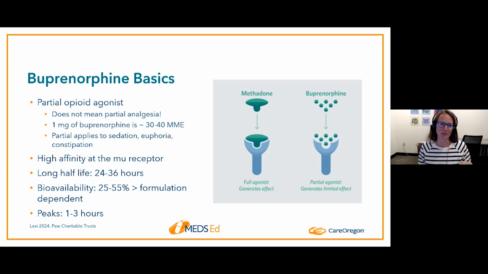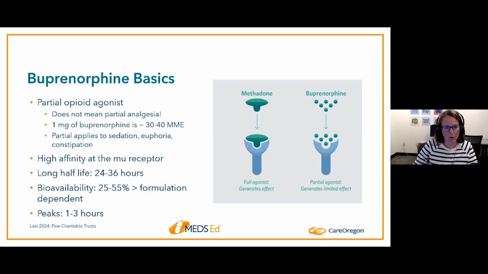The partial description of it, I think, is very misleading. The partial does not apply to analgesia. It still reaches a receptor activation threshold to achieve analgesia. The partial part of it, I like to think of it as applying to the side effects. So buprenorphine has less sedation, less euphoria, less respiratory depression, and certainly less constipation than you do with other full opiate agonists. And so the partial should really just apply to the side effects, and we shouldn't apply that to the analgesia part of buprenorphine. It still is a pretty good pain reliever.